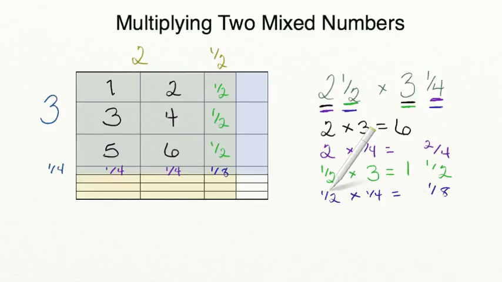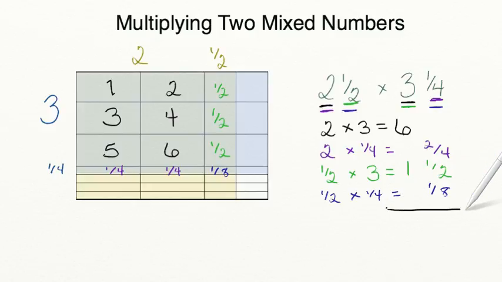We need to multiply 1/2 times 1/4. So if we find a half of a fourth, we're getting that little piece down there, which is an eighth. And again, when you multiply a fraction by a fraction, you can multiply your numerators, 1 times 1 is 1, and your denominators, 2 times 4 equals 8. So now we're ready for that last piece of the problem.